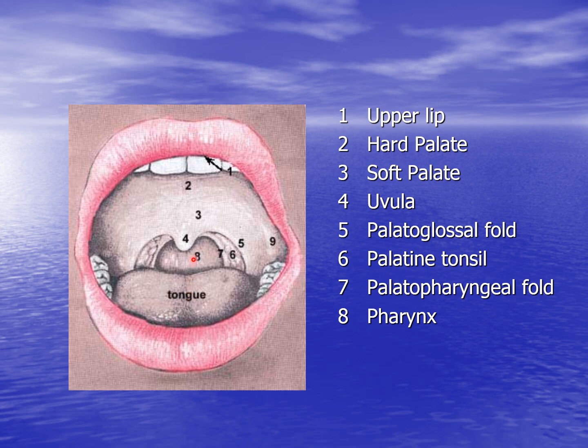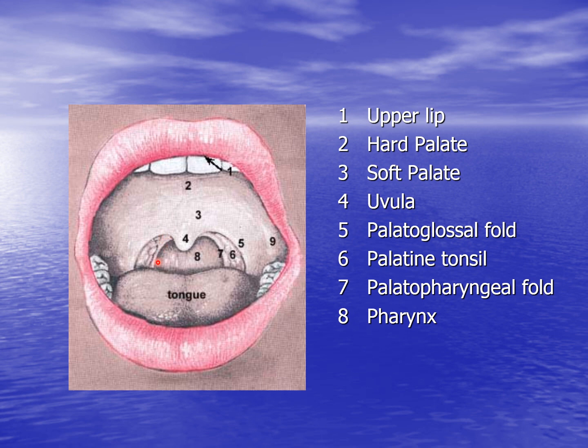This is the dorsum of the tongue, and there is a cavity at the back of the oral cavity. This is called the pharynx. On both sides of the pharynx there is a lymphoid collection, number 6. This is called the palatine tonsil.